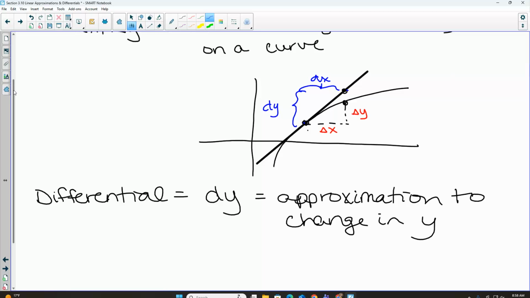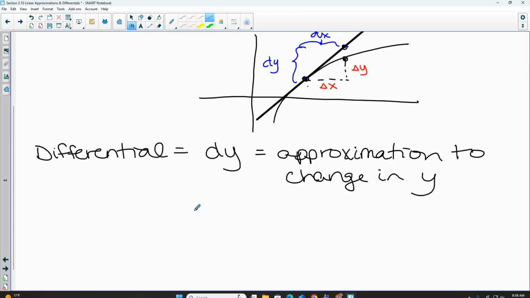To think about how we find this, dy dx is the same thing as the derivative f prime of x. So dy, our approximation to the change in y, is f prime of x dx.